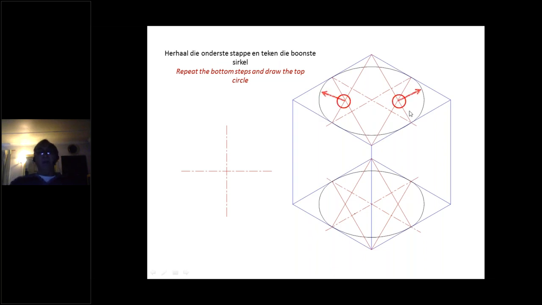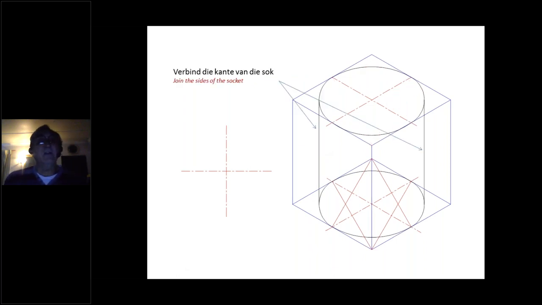So now I go and I do the opposite part of the ellipse, of the isometric circle. Right. After that, because I know it's a socket, I join those lines on the touch line on the outer circle, which will give me a cylinder effect out of the cube that I've drawn. So that is the cylinder effect that I have on the socket.